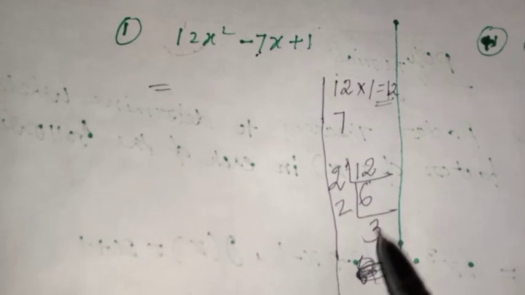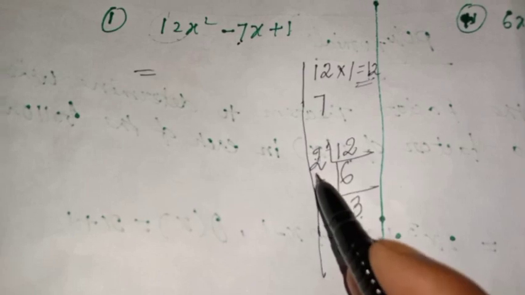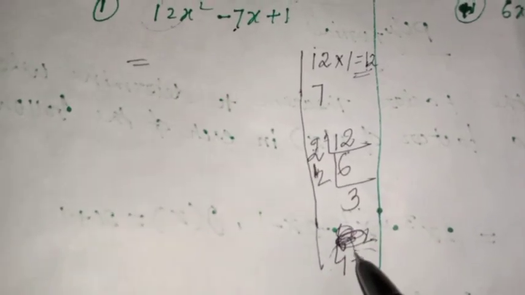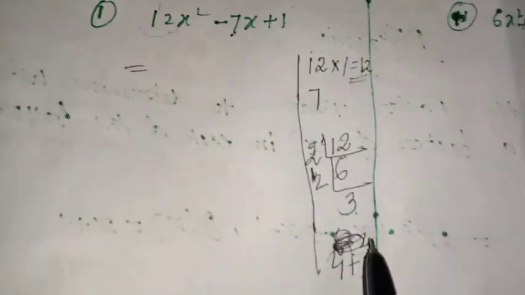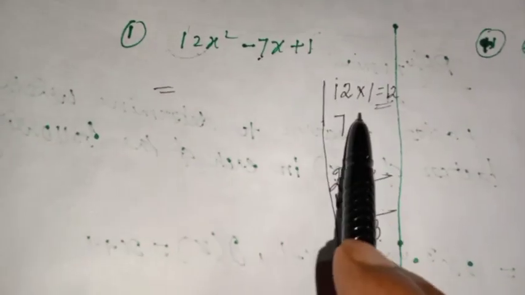Now try to make another pair. Like 2 2s are 4 and 3. Means this 4 and this 3. 4 plus 3 is 7 or not? Yes, 4 plus 3 is 7. And obviously this is the prime factorization of 12, so 4 into 3 is what? 12. Now it is matching.